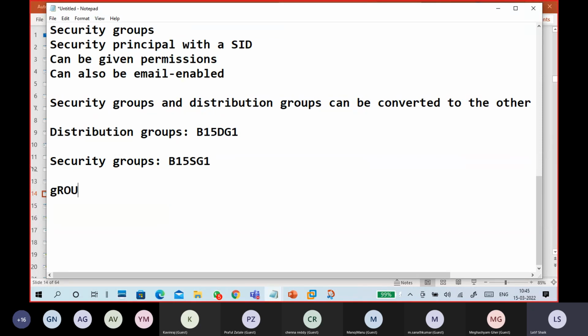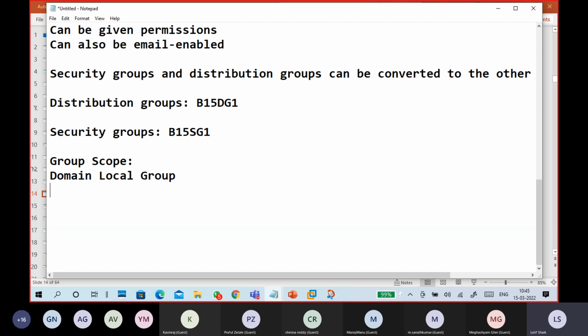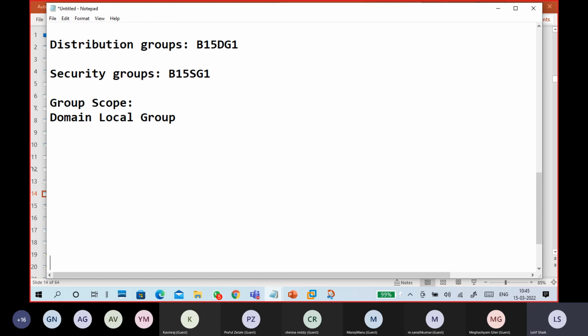Next one is group scope. In group scope, there are local groups, which means the machine local groups, domain local groups, global groups, and universal groups. So there are three main types of groups.